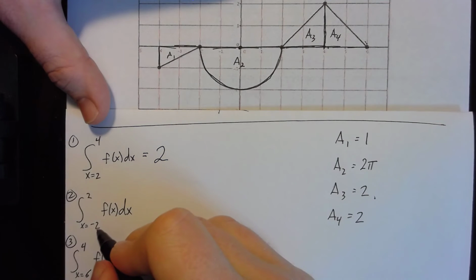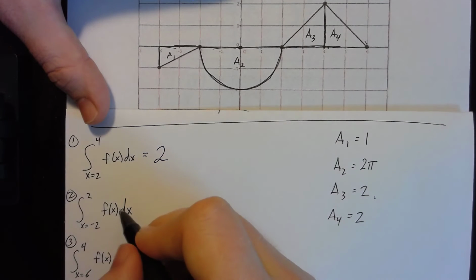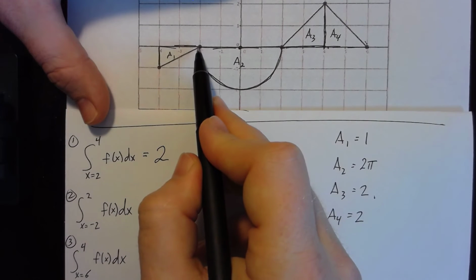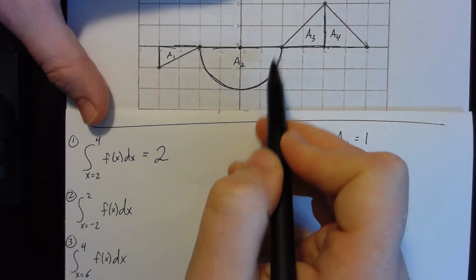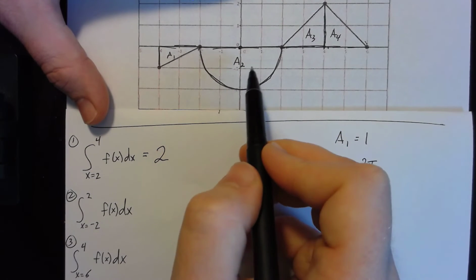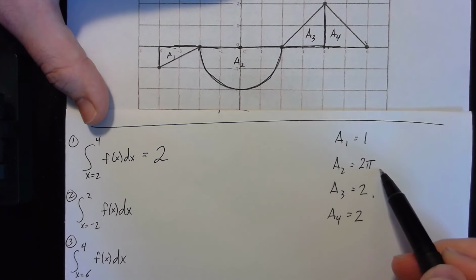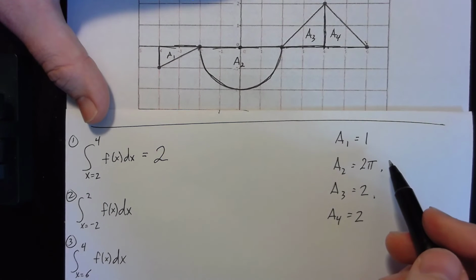Next, let's look at the integral from negative 2 to 2 of f of x dx. Now that's this space here. So I'm going to start here. I'm going to find the area under the curve of this entire thing by cutting it up into an infinite number of rectangles. That infinite number of rectangles will add up and provide me with an area of 2 pi. There is a slight issue with this, however.